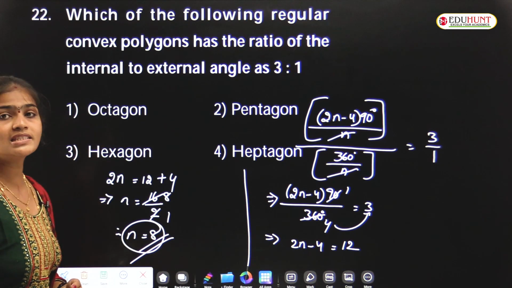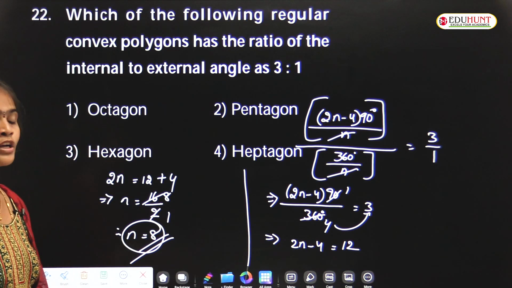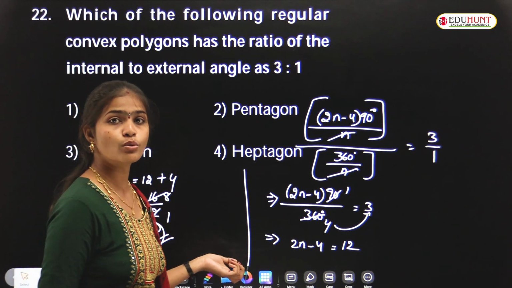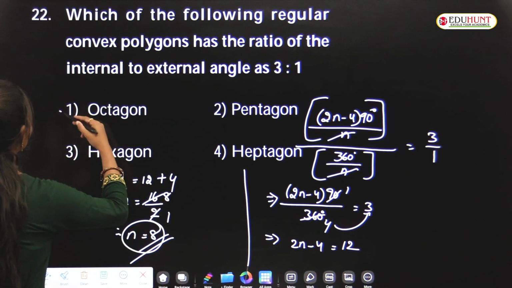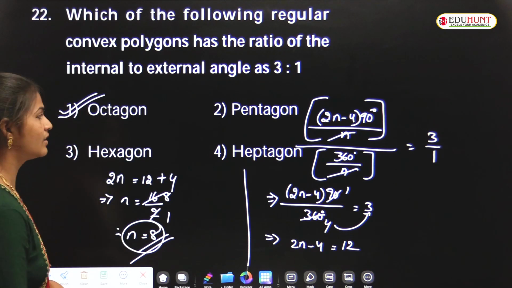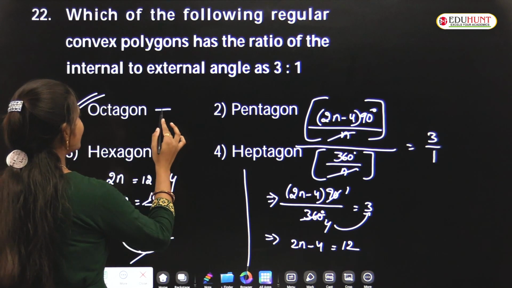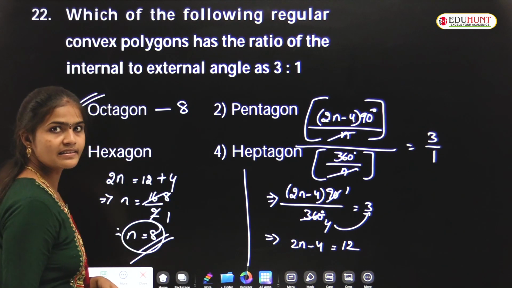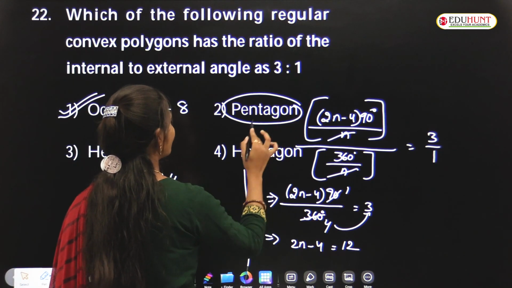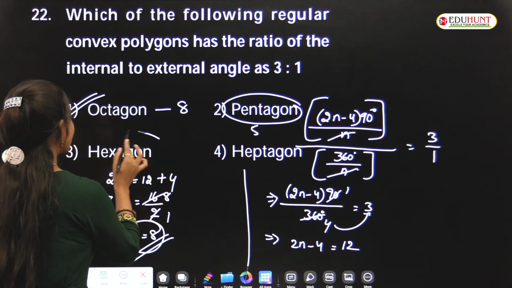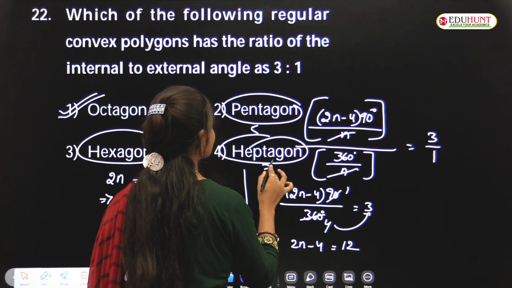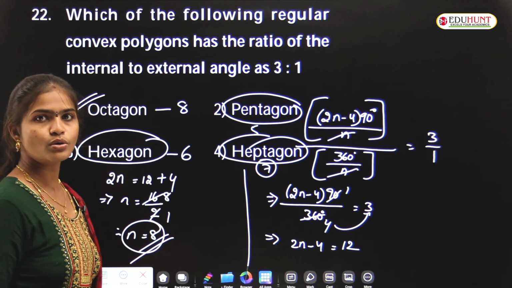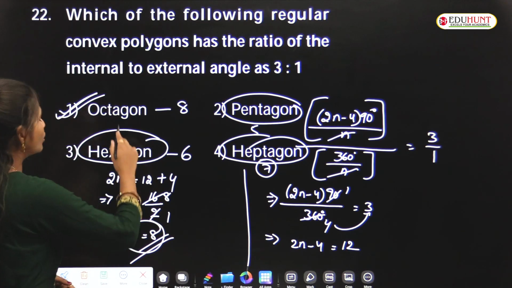But in the options they have given the name of the figure. So that is an 8-sided figure. So what is the name of that 8-sided figure? Yes, that is an octagon. So option 1 is correct. So let us see here, an octagon has how many sides? 8 sides. And a pentagon has how many sides? 5 sides. A hexagon has 6 sides. Heptagon means a 7-sided figure. Okay, so here our correct answer is octagon.